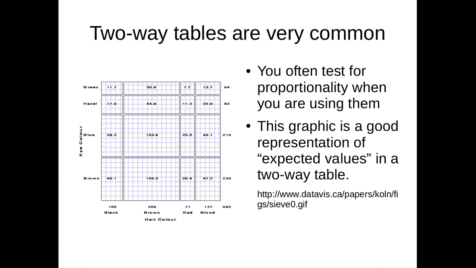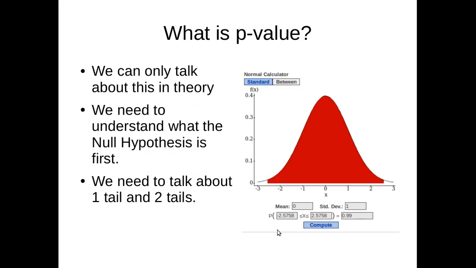If two things were unrelated, you should be able to multiply their probabilities together and guess what the expected value will be. Okay, what is p-value? This is something that we can only understand in theory. Okay, so we need to understand what the null hypothesis is.